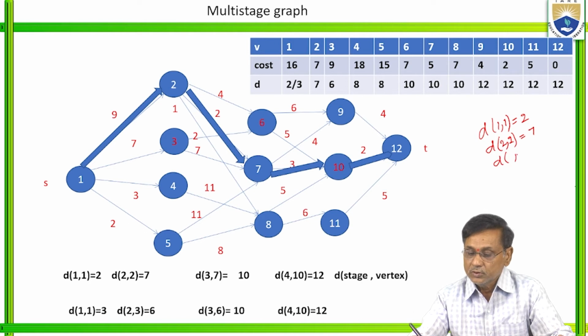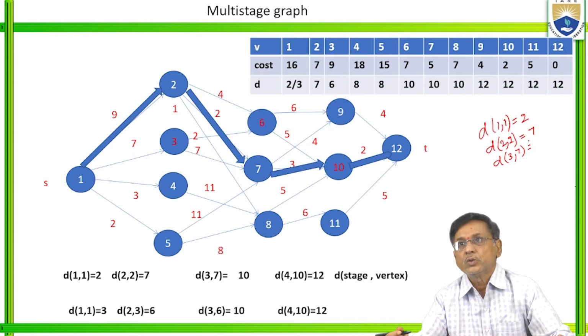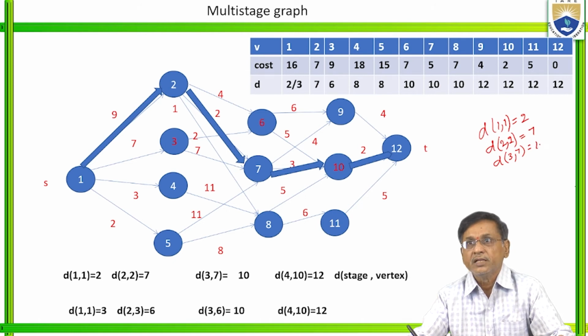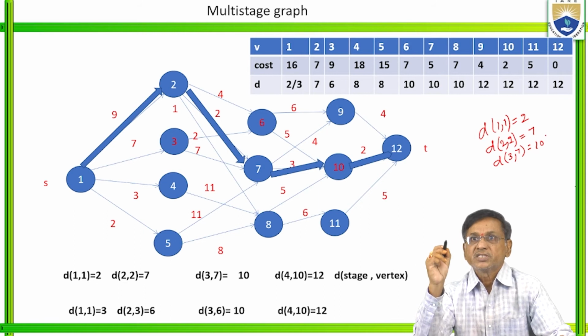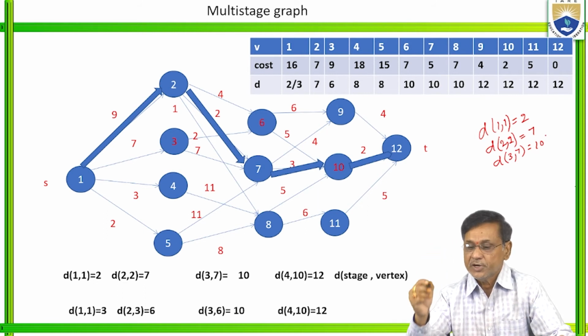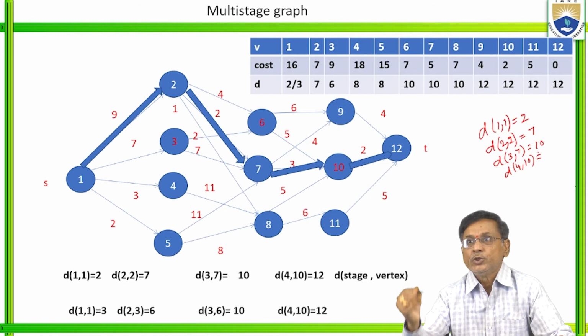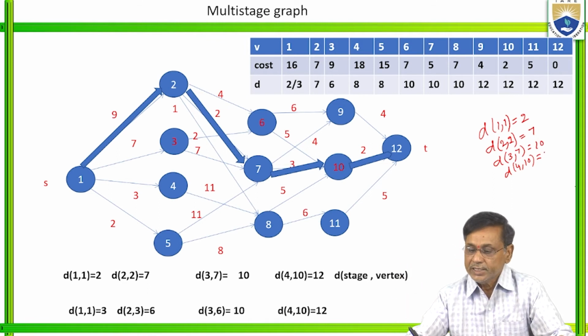We have to go in stage 3 from 7. From 7 to where we have to go? 7 to 10. So in the destination we can see corresponding to 2, 7 is the destination, corresponding to 7, 10 is the destination. Then in the fourth stage, where we have to go, 10 to 12.